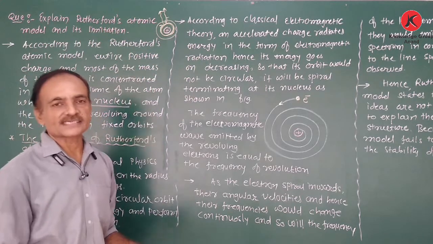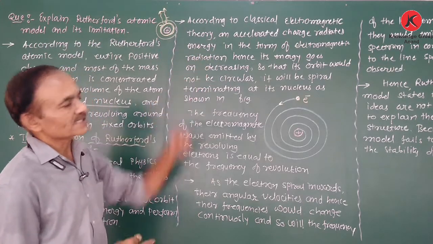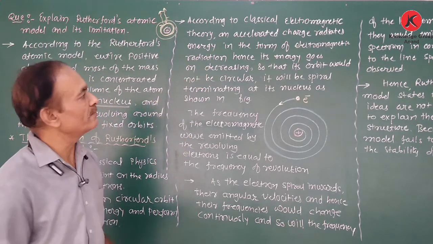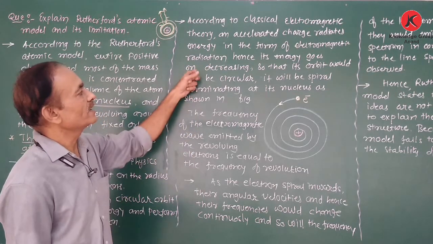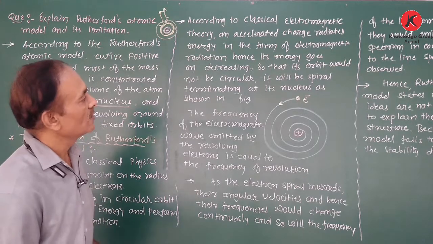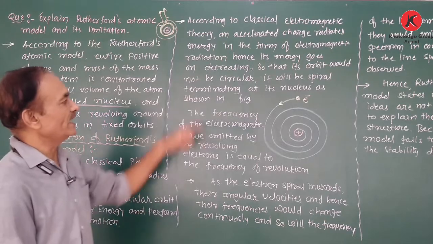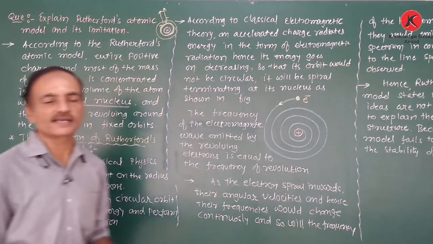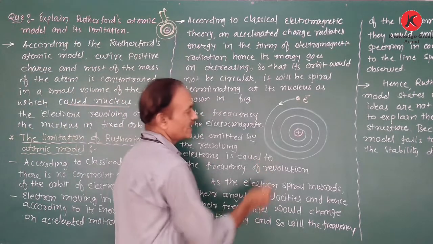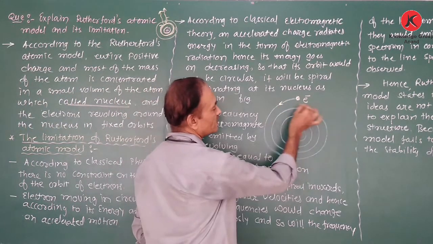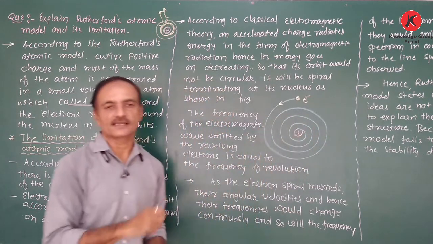Now, according to the classical electromagnetic theory, an accelerated charge radiates energy in the form of electromagnetic waves. Hence, its energy goes on decreasing, so its orbit would not be circular. It will be a spiral, terminating at the nucleus as shown in the figure. So, according to the classical electromagnetic theory, the orbit of the electron is not completely circular, but a spiral.